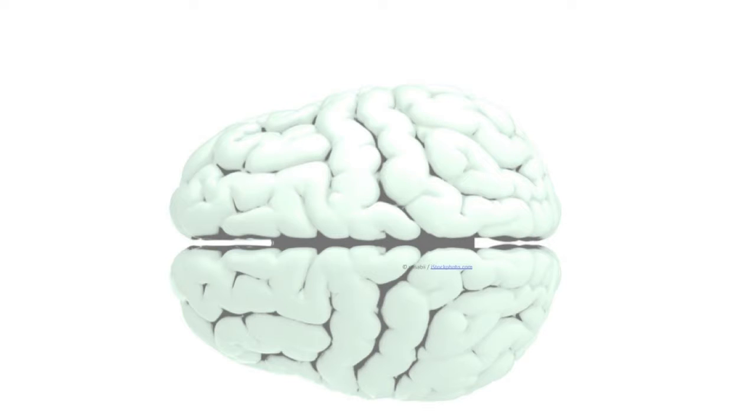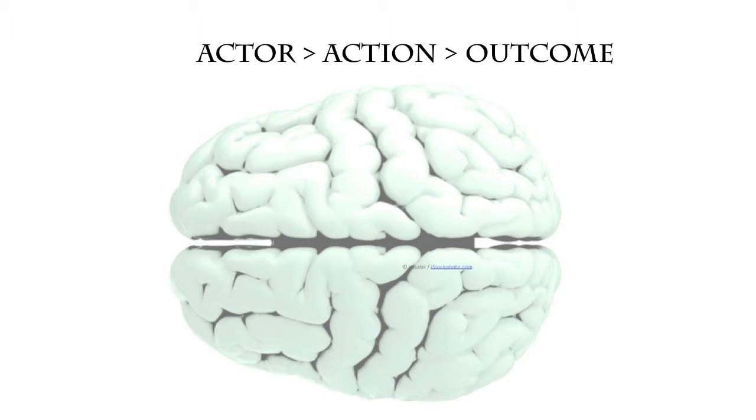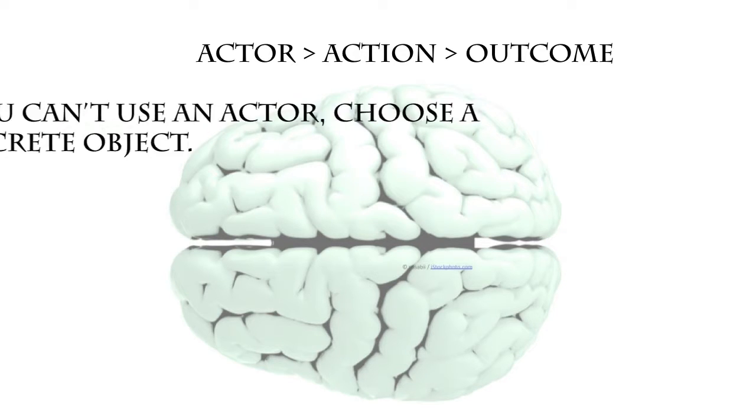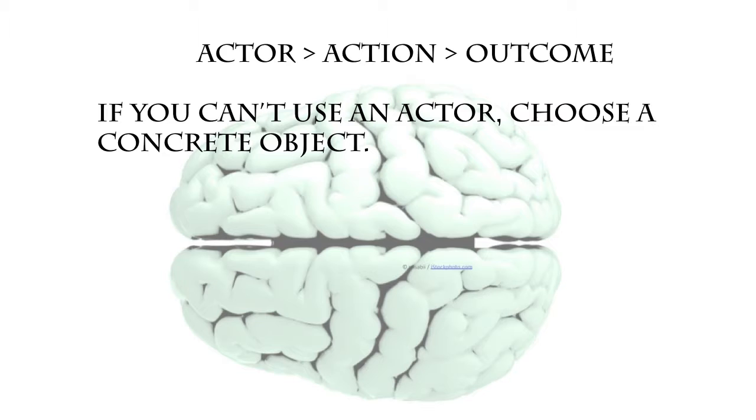In the second video in this series, we looked at active construction and how English sentences should reflect the order in which things happen in the world around us: actor, action, outcome. So choosing someone or something that has agency is important. However, if you can't choose an actor, try to find a concrete object.